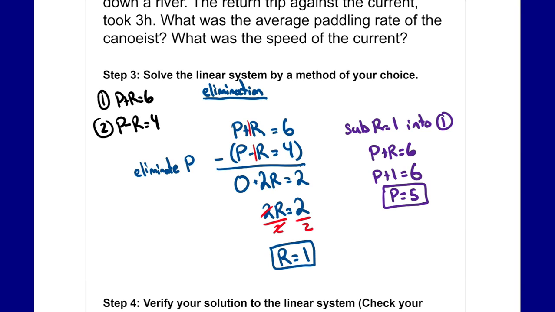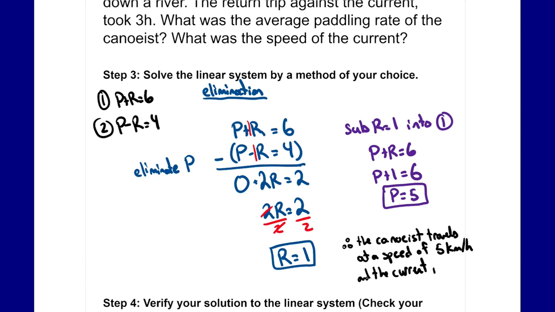And now I have my two parts. So therefore, the paddler, or the canoeist, travels at a speed of 5 kilometers per hour, and the current is 1 kilometer per hour. So those would be our two speeds.